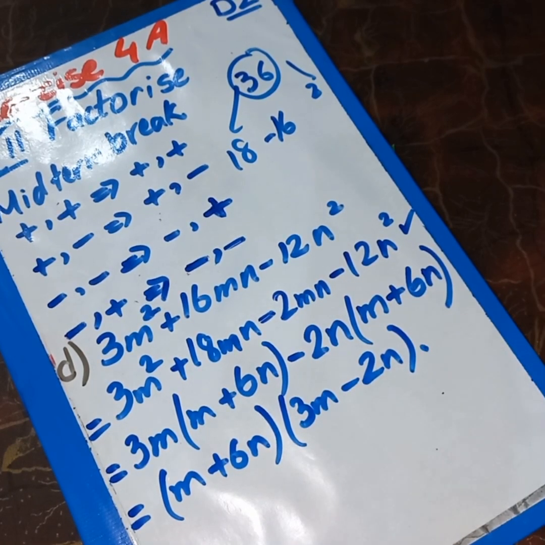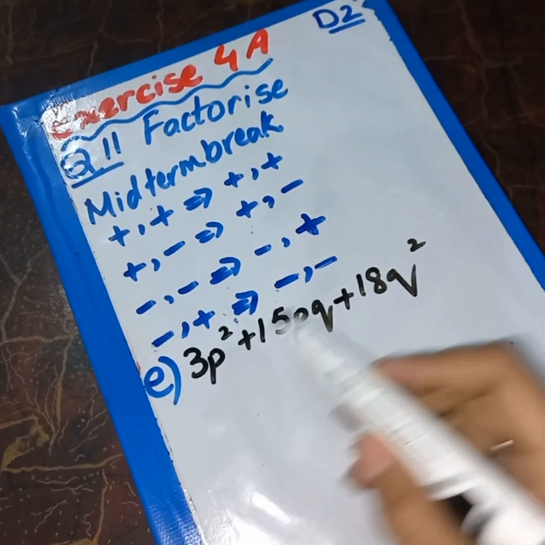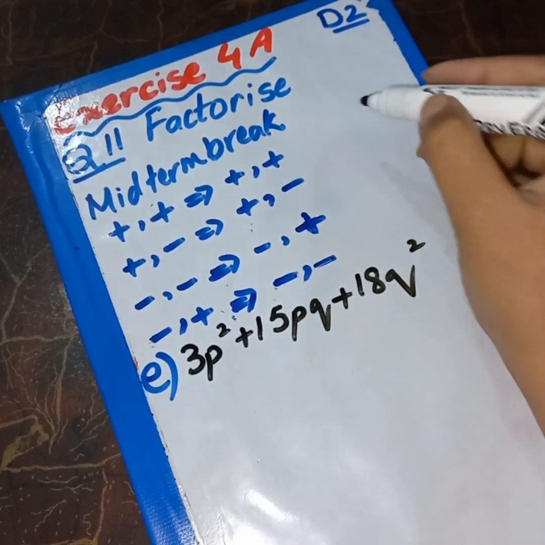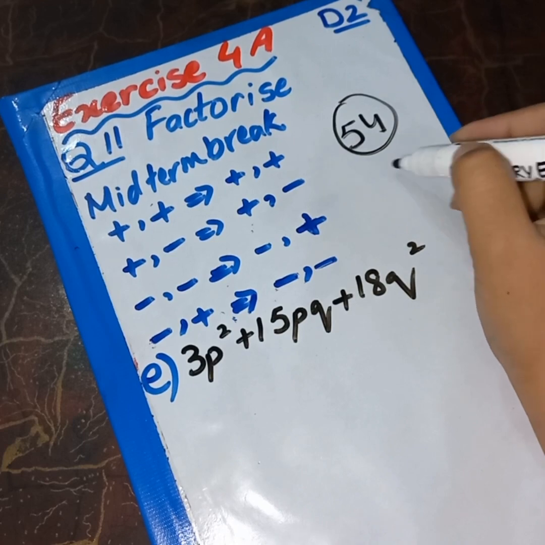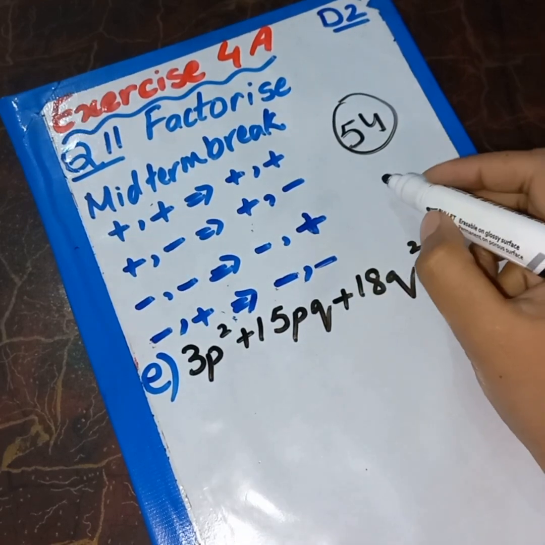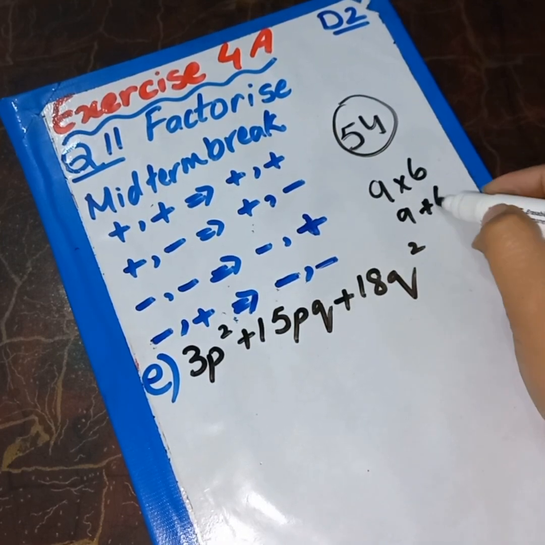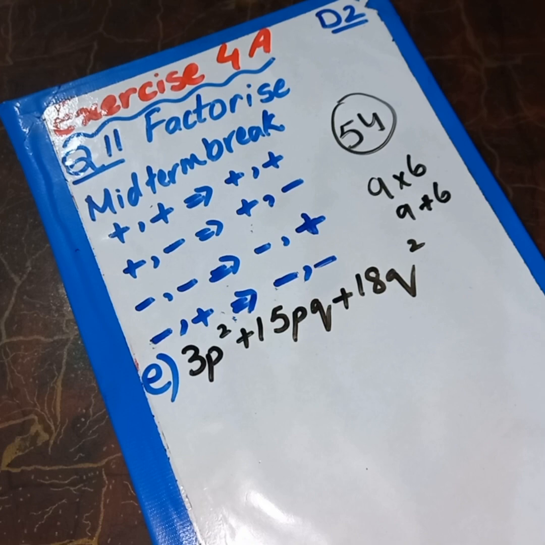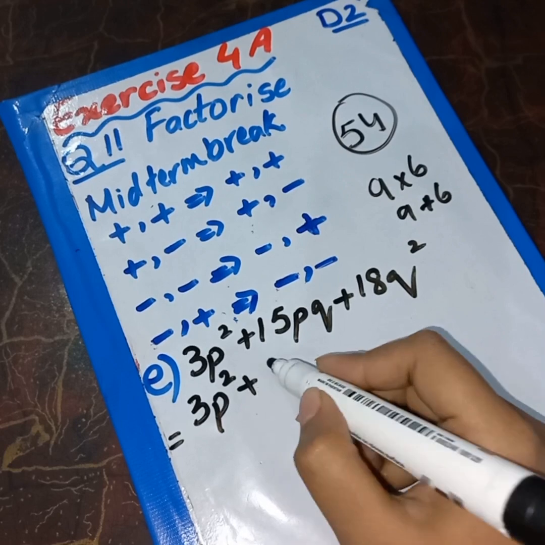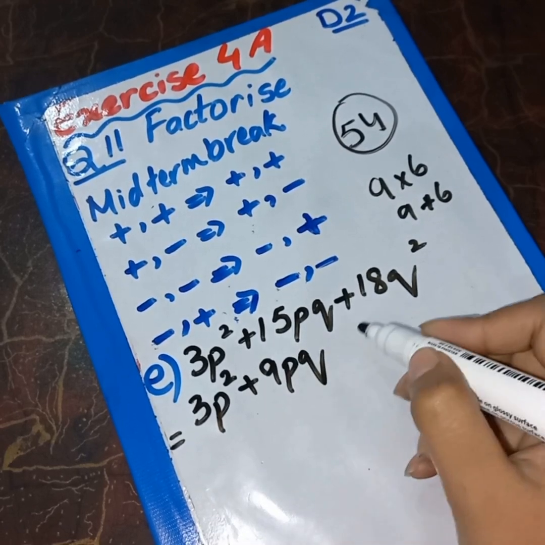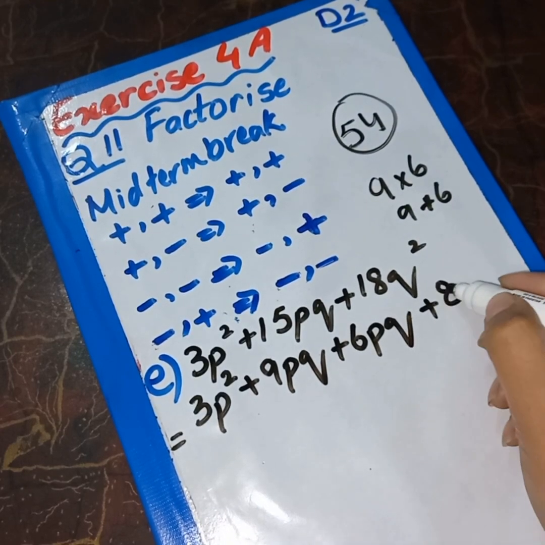Now E part. In E part, you can see this coefficient will be multiplied by 18. So 18 multiplied by 3 is 54. So I need a pair that will give me 54 after multiplication, and after addition it will give me 15. So that is a very common thing. 9 multiplied by 6 is 54, and 9 plus 6 will give me 15. So I will take this pair. This is more suitable. So 3p square plus 9pq plus 6pq plus 18q square.